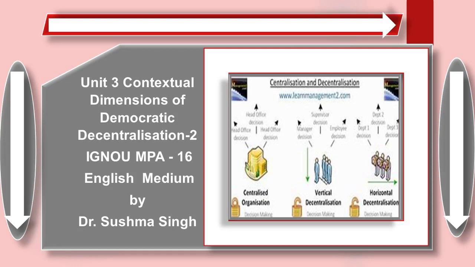Let us start discussion on Unit 3, Contextual Dimensions of the Democratic Decentralization: Social, Economic and Geographical. And our topic is Democratic Decentralization Means for Good Governance.